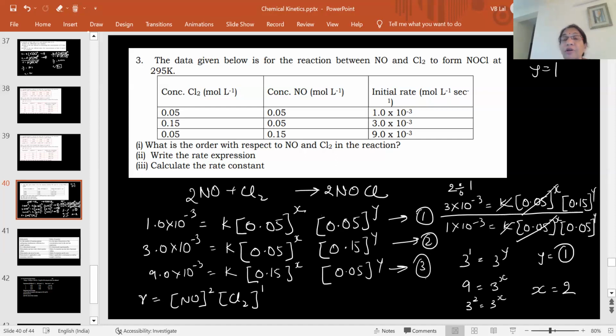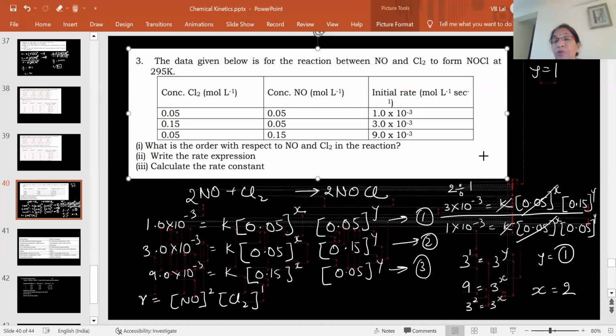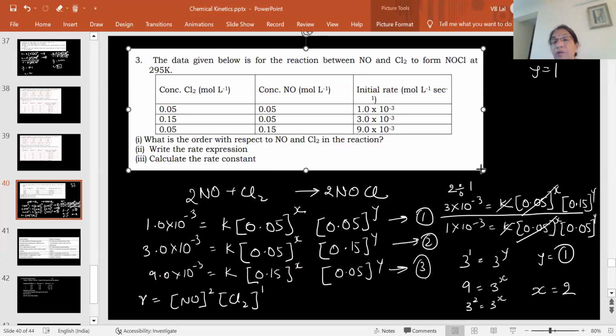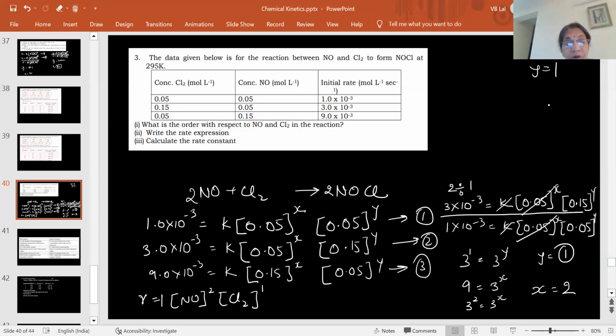Calculate the rate constant. Now tell me whether you can calculate the rate constant. So let me make some space to calculate the rate constant. Okay, so I need to calculate the rate constant. Now this is K, I forgot to write. So how can I write the rate constant? Use any one of the equations. Let me use the first equation: 1.0 into 10 raised to minus 3, that is, rate is equal to K, 0.05 raised to 2 and 0.05 raised to 1. All right, so can I find K?